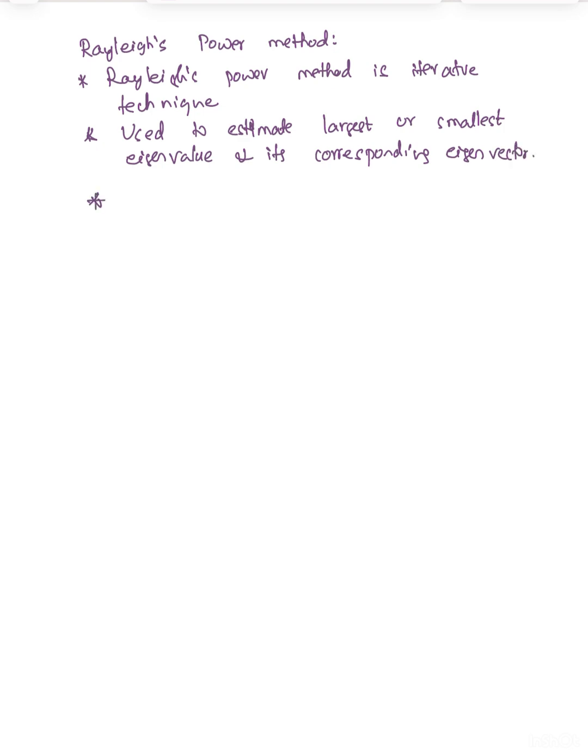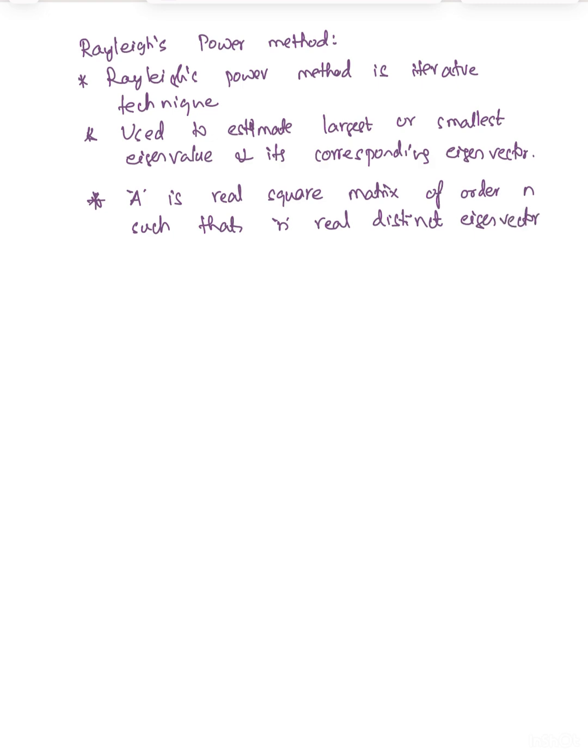The question is when we have to apply the power method. Suppose A is a real square matrix of order n, such that A has n real distinct eigenvalues. Since the matrix has n distinct eigenvalues, it has n linearly independent eigenvectors.